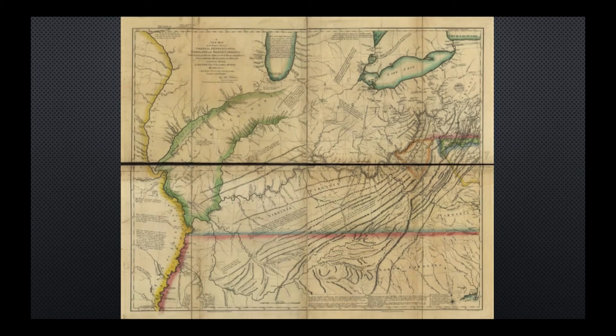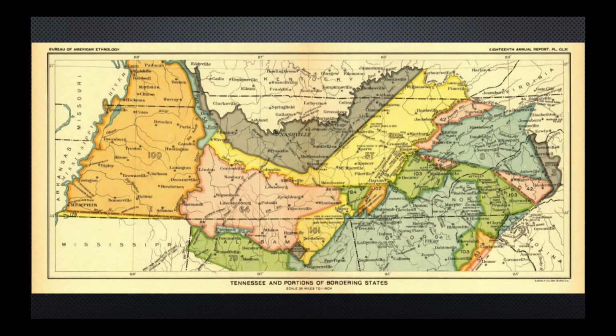Okay. So when do you think this map was created? Mid-1700s, maybe? Maybe mid-1800s. Yeah, that's like mid. This is later. And what makes you think that this one's later? Right, because we have all the cities, and we know this is a map of the Bureau of American Ethnology.